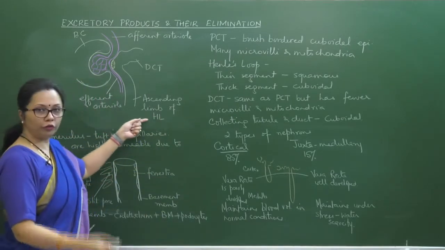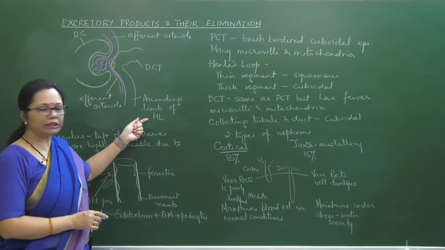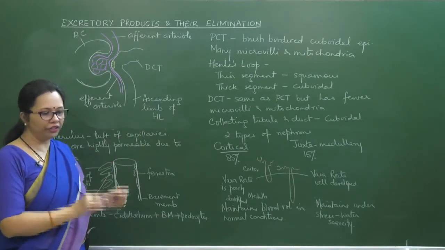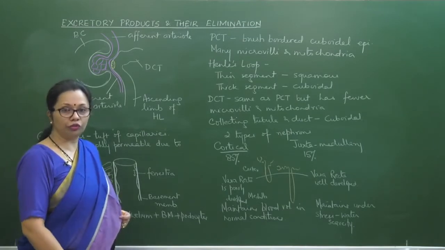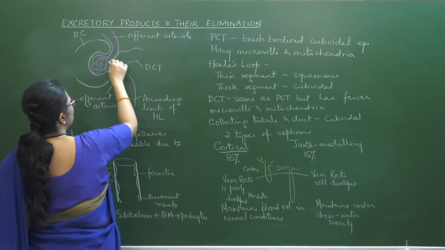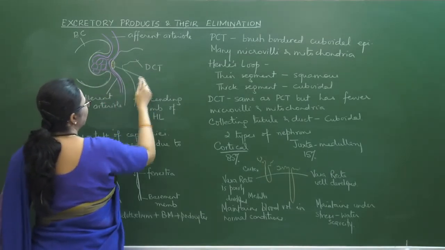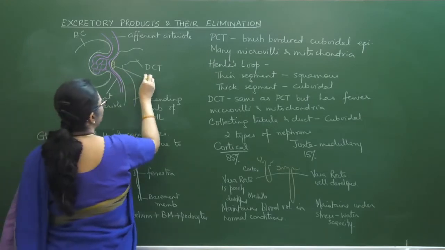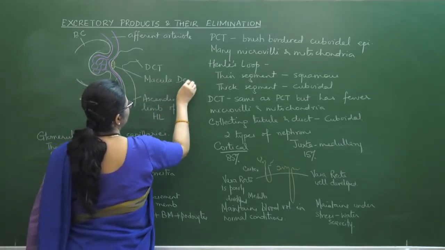Now these short forms you see when your NCERT is written. If you read the summary in the NCERT, you will find Henle's loop written as HL. So I think these short forms, at least those which the NCERT gives, you should know about them. So this is the DCT here. So the DCT, just at this junction at the glomerulus, has certain cells, and that group of cells is called macula densa.